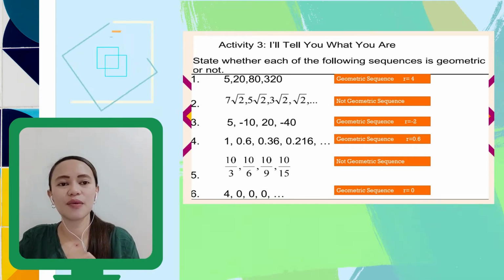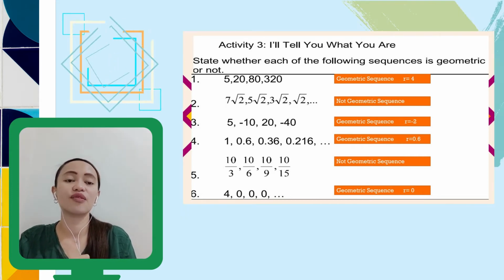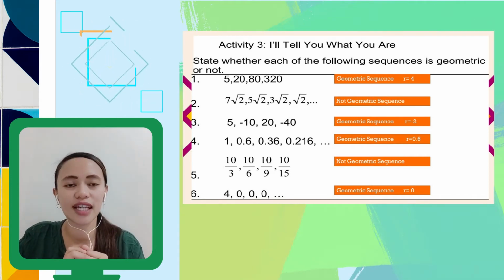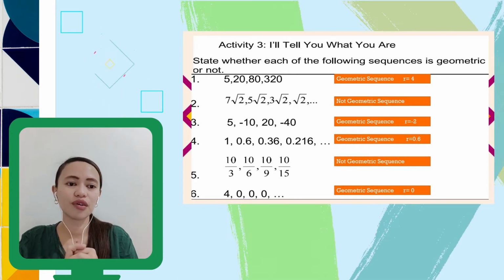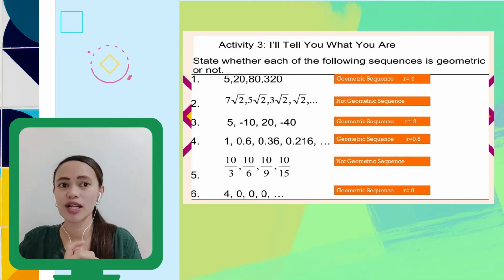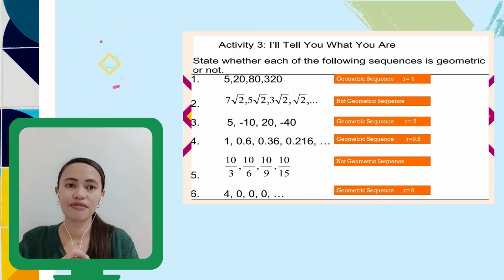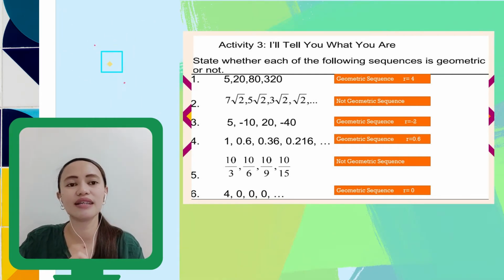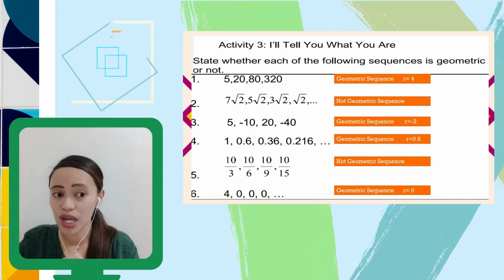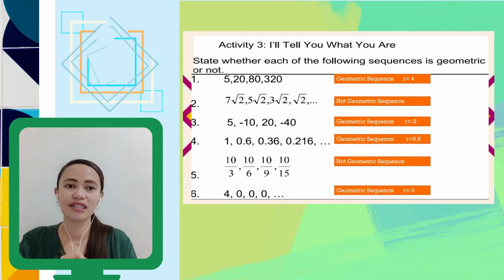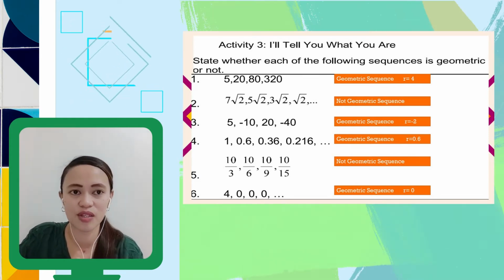Now, let's have number 3. We have 5, -10, 20, and -40. Oh, there are alternating signs, so therefore, it can be a geometric sequence. Let's try if we have a common ratio. Negative 10 divided by 5, we have a negative 2. 20 divided by negative 10 is a negative 2. Therefore, our common ratio is negative 2, and number 3 is a geometric sequence.